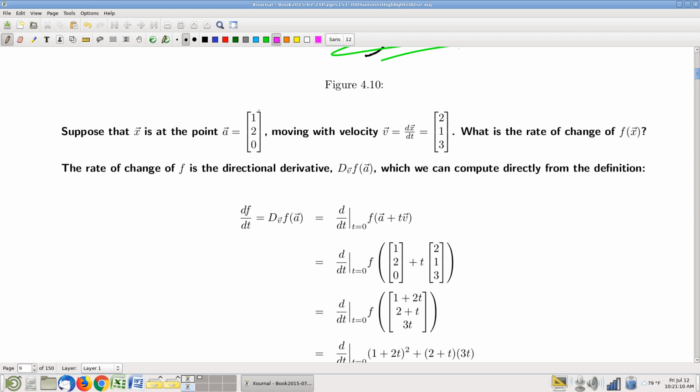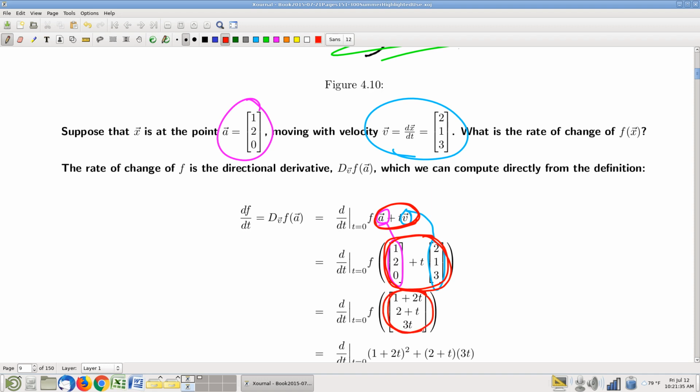Okay, well, a is given. There it is. So a is that. Let's see here. v is given. So v is that. And therefore, a plus tv, the parametric curve in the domain, is this. Now again, all I did is just crank out a little bit of chapter 1 vector algebra. Just a plus tv, write it down, plug it in.